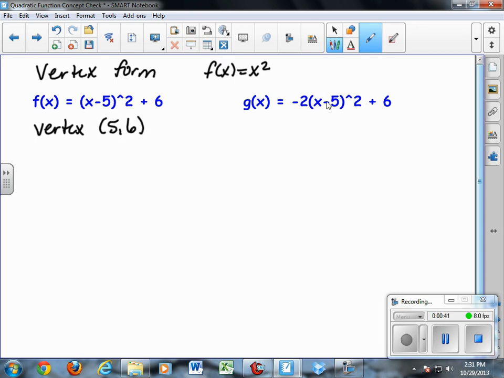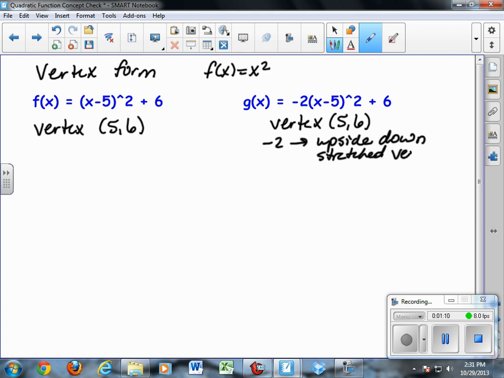In g of x, we see the same transformation, 5 to the right and 6 up, plus we have a new slope of -2. This just has a slope of 1. So the vertex on this graph is still 5, 6, but that -2 means that the graph is turned upside down, and it is now stretched vertically. So it's going to look thinner and more stretched out.